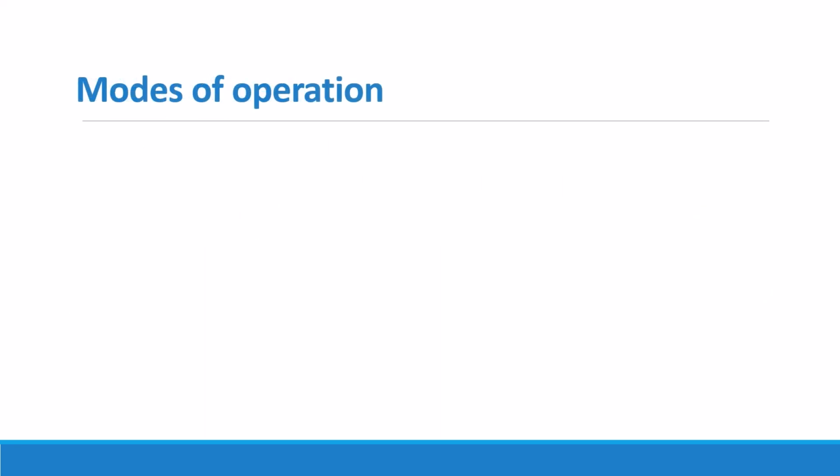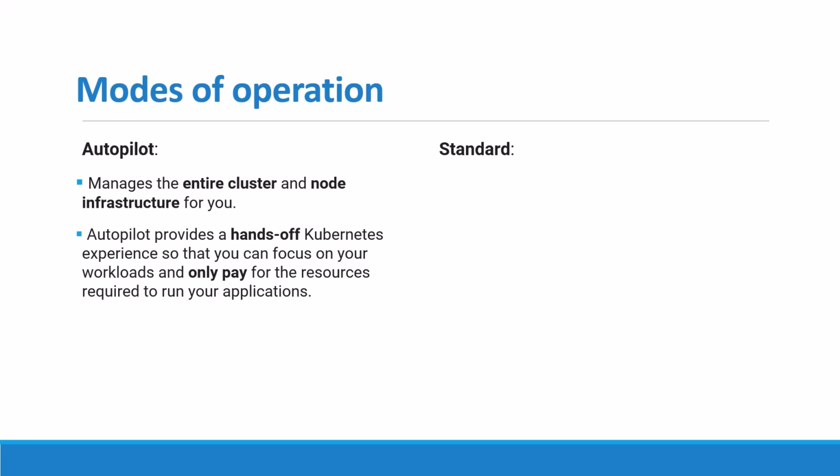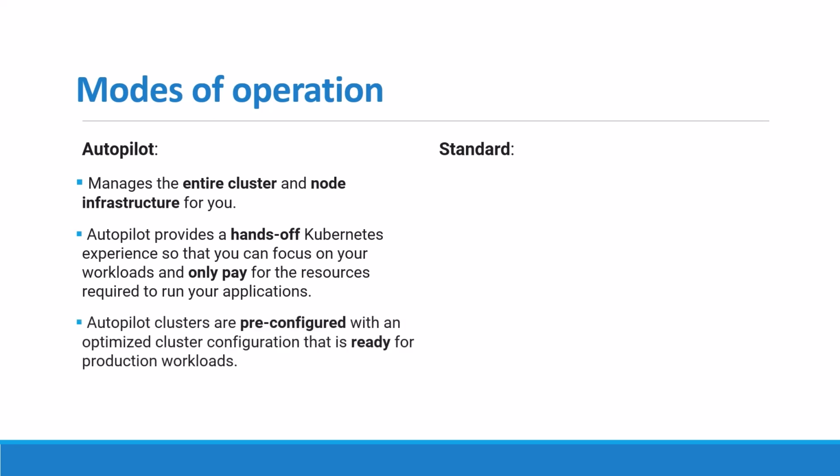Let's talk about one of the essential concepts in GKE. When you are creating a GKE cluster, you'll have two options, autopilot and standard. Let's start with understanding what autopilot is. Autopilot manages the entire cluster and node infrastructure for you. Autopilot also provides a hands-off Kubernetes experience so that you can focus on your workloads and only pay for the resources required to run your applications. Apart from this, autopilot clusters are pre-configured with an optimized cluster configuration that is ready for production workloads.